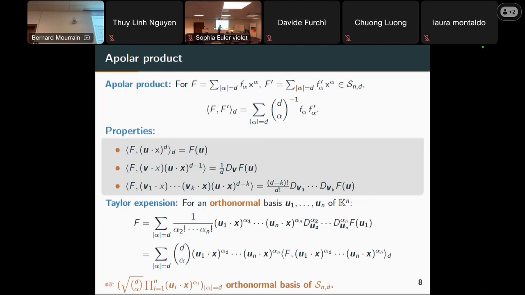Times the apolar product of f with this. Yes, we have the binomial coefficient here, and somehow it shows that if we take the square root of the binomial coefficient and multiply by this monomial in the u_i x, these form an orthogonal basis of S_d, the forms of degree d, for this apolar product.